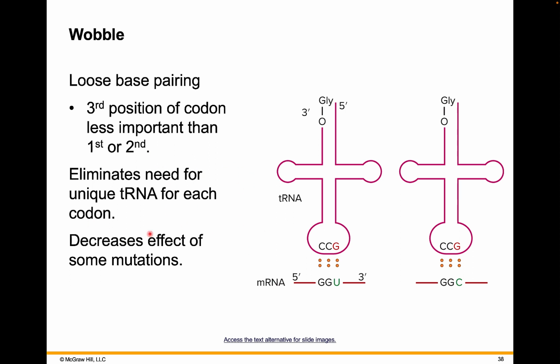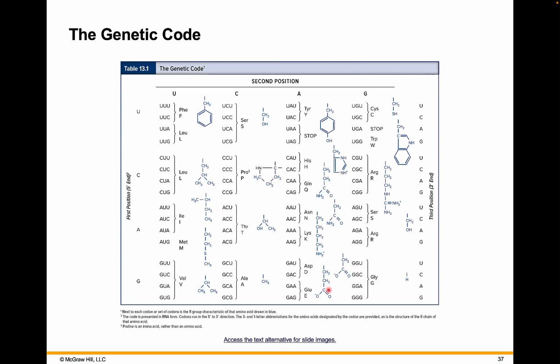And this eliminates the need for a unique tRNA for each codon. And this decreases the effect of mutation. So here you can see you have a GGU and a C and C that brings in a glycine. On the other hand, you can see that this is a GGC. This is a proper alignment right here. This is wrong. This also brings in a glycine. So both can fit in there to some extent if the first 2 fit.